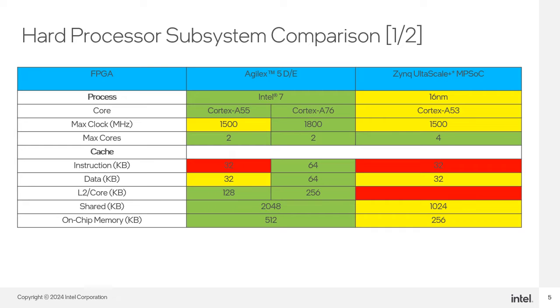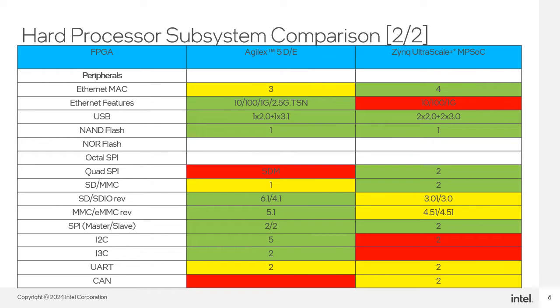Here's a comparison of the ARM cores that you will find in both FPGA families. Note that there is a D series and an E series for the Agilex 5 FPGAs. The ARM cores that you find in the Agilex 5 devices are at least as capable as the ARM cores that you'll find in the Zynq UltraScale devices. The Zynq FPGAs will have 4 ARM cores, and the Agilex 5 also has 4 cores, 2 Cortex-A55 and 2 Cortex-A76. Pause here for a moment if you wish to glance at the other differences.